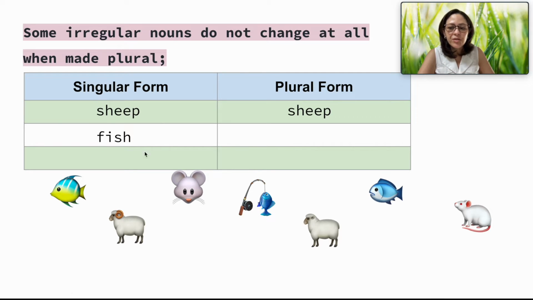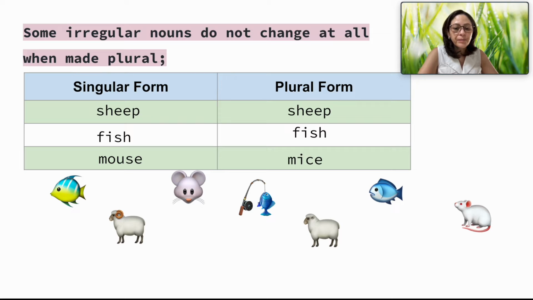Then we have fish, 1 fish, 2 fish, 3 fish. And our final noun, a mouse, 1 mouse, 2 mice. Okay. I would just like to highlight that there are many other irregular nouns in English. I just selected some so we can practice a little bit.